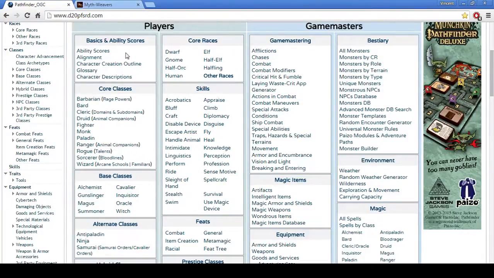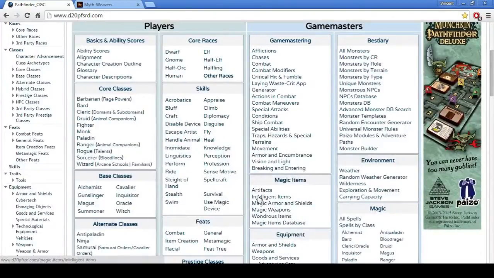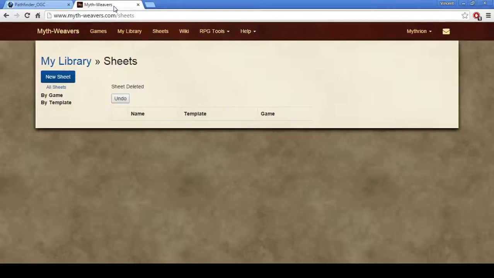So I'm using two websites. I'm using the D20 PFSRD, which is D20, 20-sided die, Pathfinder System Rules Database. And this has pretty much all the rules you need to play Pathfinder on it, which is fantastic. Great resource. And the other one is Mythweavers, which is where I'm going to be recording my character information.